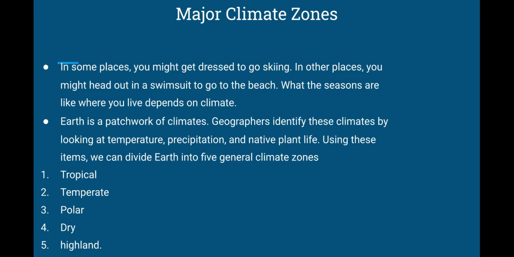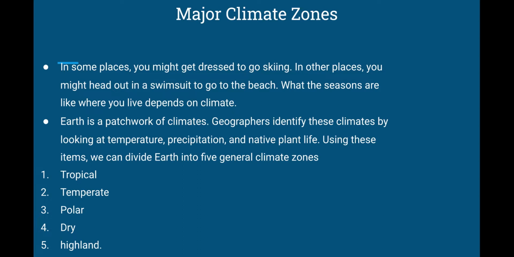Okay, so the major climate zones of the United States, the world. In some places, you might get dressed to go skiing, and in other places, you might have to head out with a swimsuit to go to the beach. What the seasons are like where you are depends on your climate. Earth is a patchwork of climates. Geographers identify these climates by looking at temperature, precipitation, native plant life.